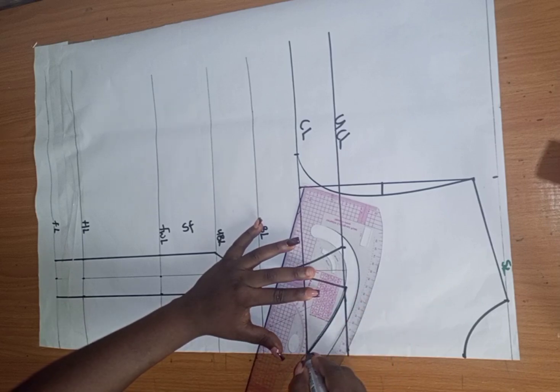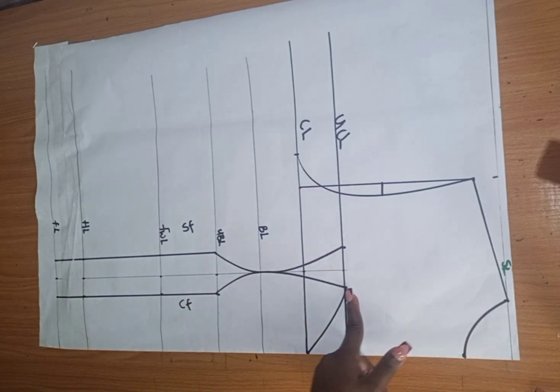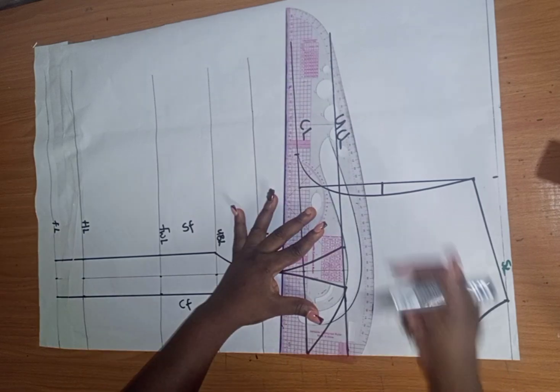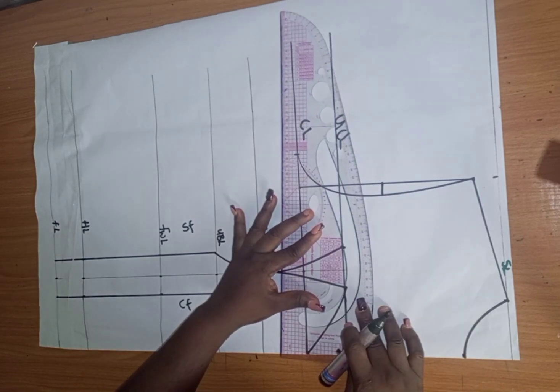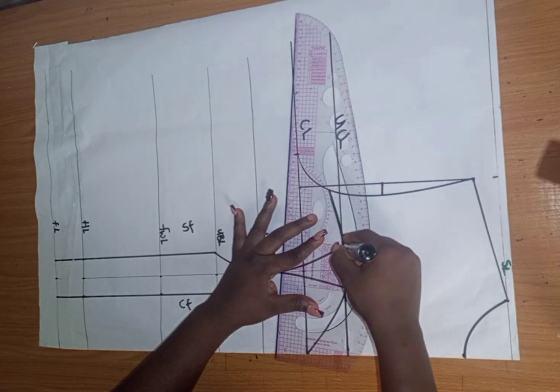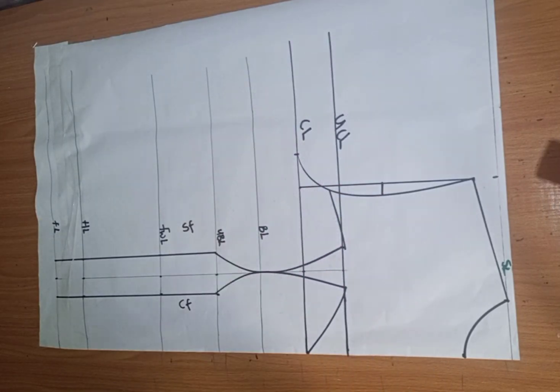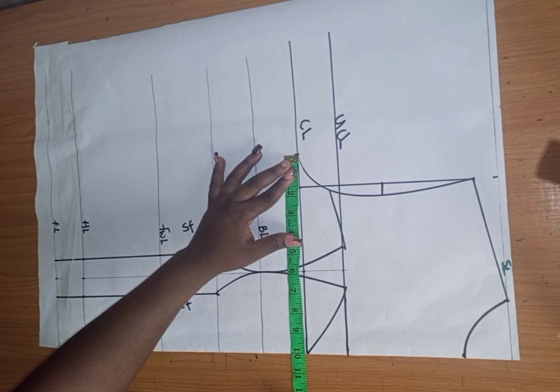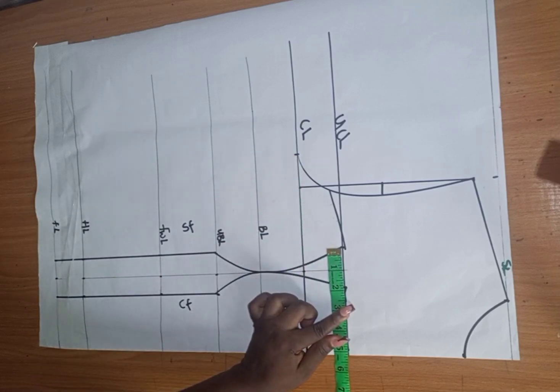Okay, so this is how deep I want the neckline of the front to be. Then for the side, you don't need to connect it that deep, because in the picture of this dress, the side was not connected that deep.